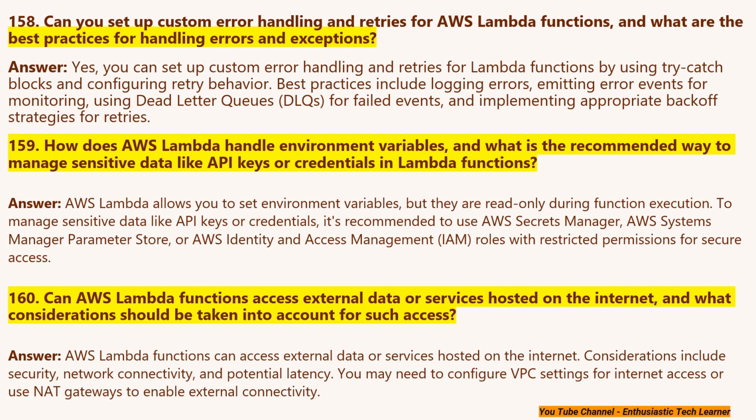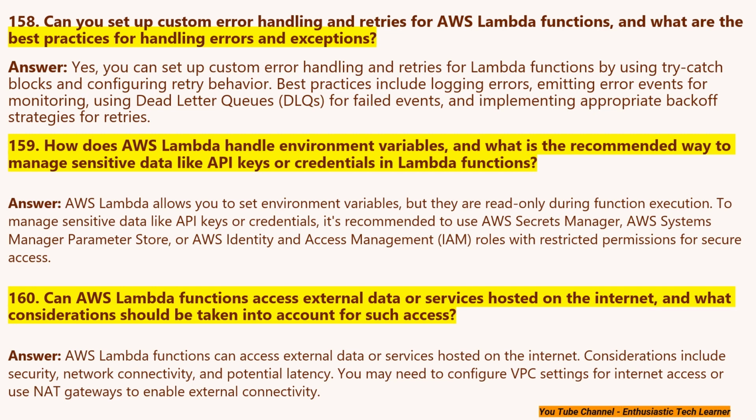How does AWS Lambda handle environment variables, and what is the recommended way to manage sensitive data like API keys or credentials in Lambda functions? AWS Lambda allows you to set environment variables, but they are read-only during function execution. To manage sensitive data like API keys or credentials, it's recommended to use AWS Secrets Manager, AWS Systems Manager Parameter Store, or AWS Identity and Access Management (IAM) roles with restricted permissions for secure access.